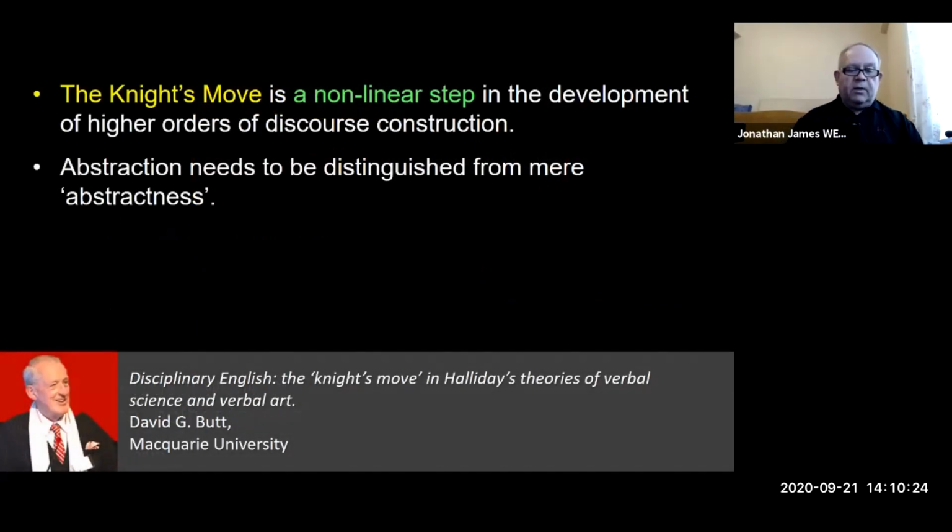Now, why? Professor David Butt, in an article, said this: the knight's move is a non-linear step in the development of higher orders of discourse construction. And it goes on to say, abstraction needs to be distinguished from mere abstractness. What does that mean? How can you distinguish abstraction from abstractness?